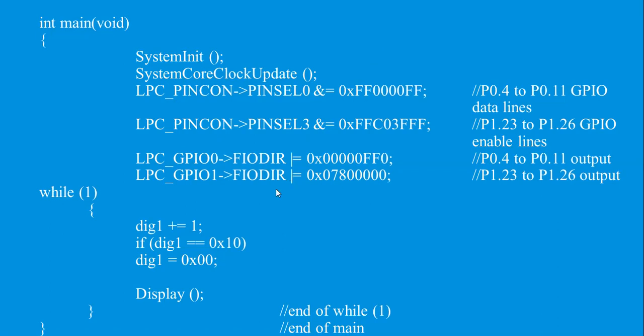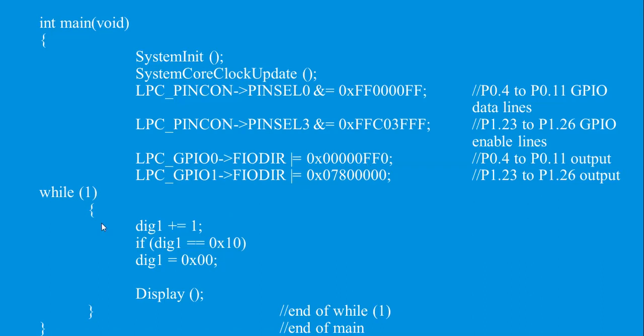Then set the direction of those pins as output direction, and you have to perform a logical OR operation in order to preserve the direction of the rest of the pins as it is. Only the pins which are required, those pin directions have to be changed, and the rest of the pins' direction should not be affected. The requirement of AND and OR was discussed in the earlier videos.